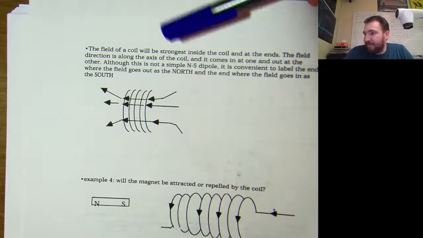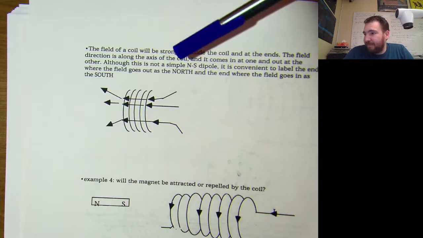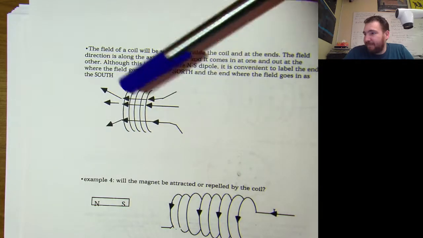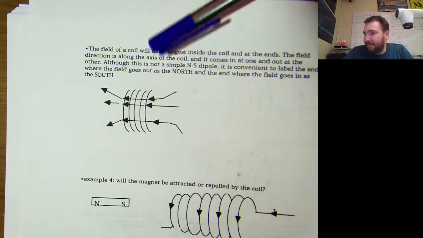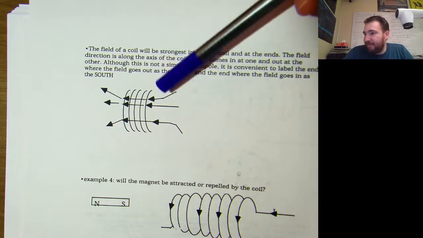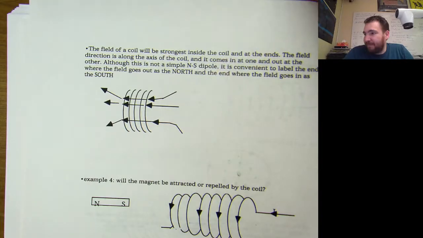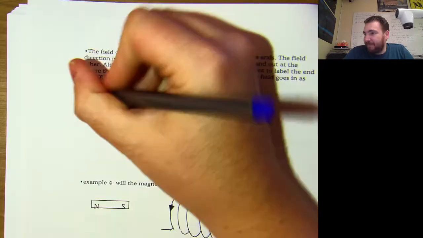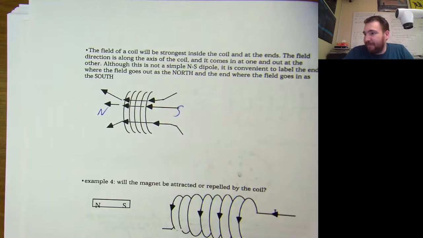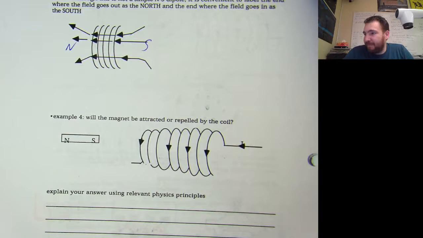So the field of the coil is strongest inside and at the ends. The direction is along the axis of the coil. It comes out at one end, goes in at one end, comes out at the other. We've said this already, so I'm not going to necessarily draw it again. This isn't a simple bar magnet north-south dipole, but we label it like it is because effectively it functions the same way. I've got a north pole here. I've got a south pole here. So if I've got this coil and that magnet, what's going to happen with them? Are they going to attract or repel is the question.